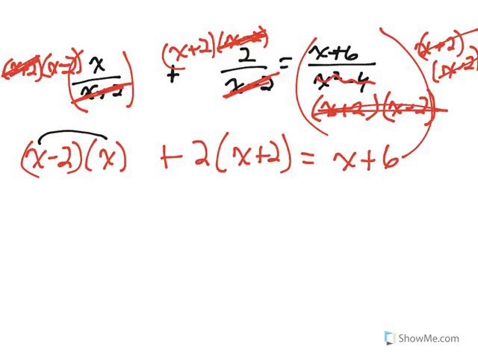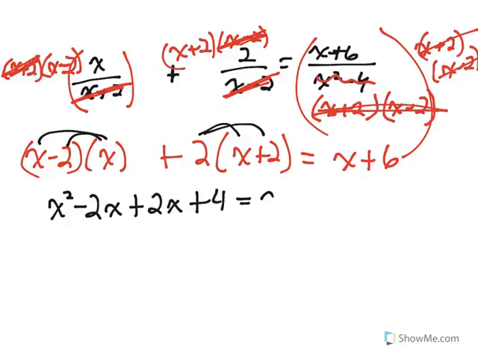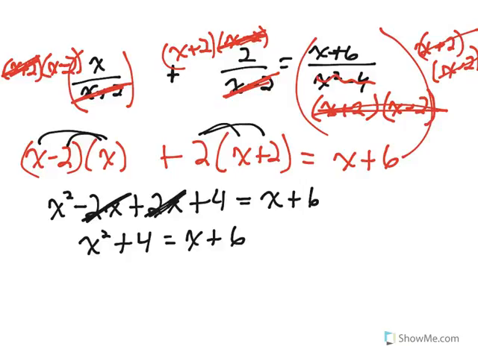Now we need to multiply out the x and multiply out the 2, and that gives us x squared minus 2x plus 2x plus 4 equals x plus 6. Like terms cancel out. Negative 2x plus 2x is 0, leaving x squared plus 4 equals x plus 6.